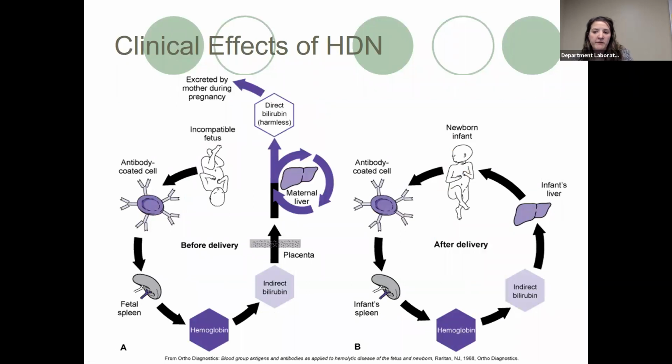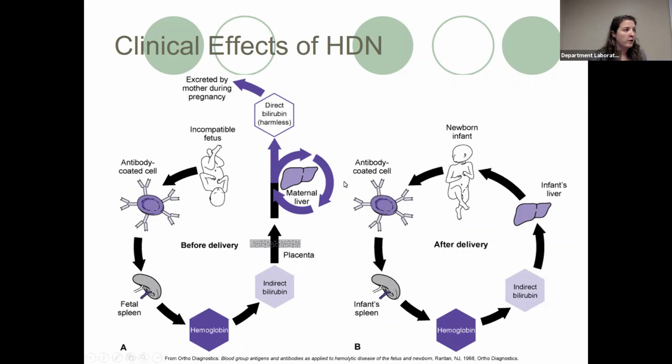All right, so here's just a schematic of the clinical effects of hemolytic disease of the newborn when the baby is in utero, okay? So here's your incompatible fetus, whether it be ABO or another IgG antibody. Mom's antibody coats baby cells. Those cells are going to be destroyed by the fetal spleen. Hemoglobin is going to be released and broken down into indirect bilirubin, which is going to cross the placenta and go into mom's liver. Mom's liver is able to conjugate that bilirubin and clear it, okay? So while anemia might be a concern for the baby in utero, the bilirubin does not affect the baby until birth.